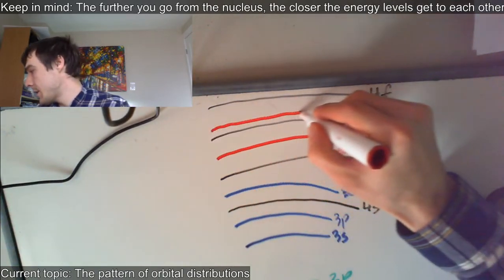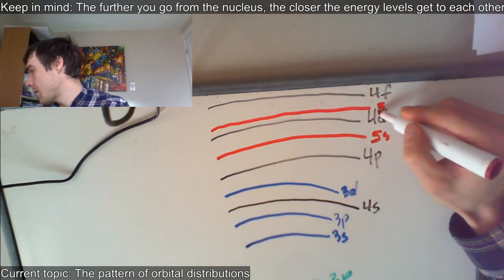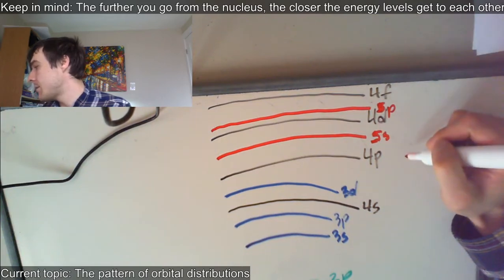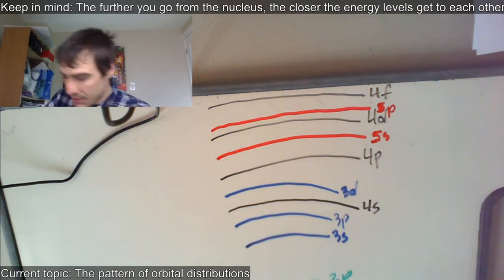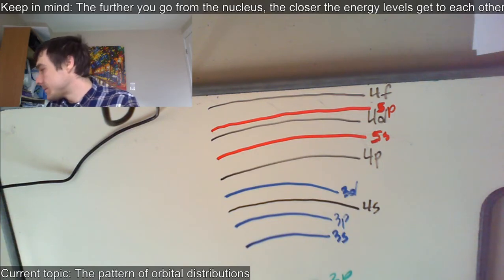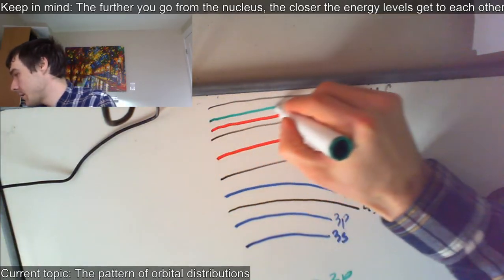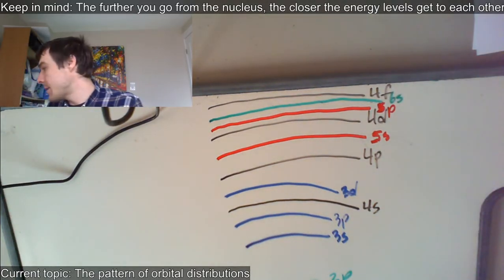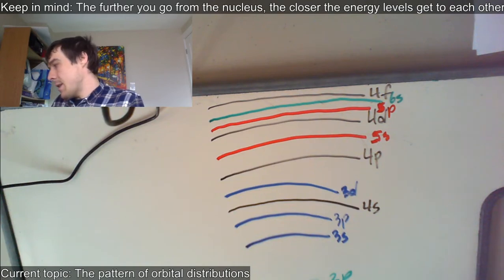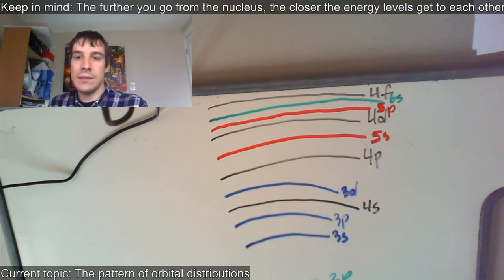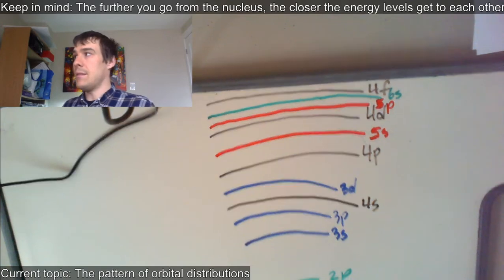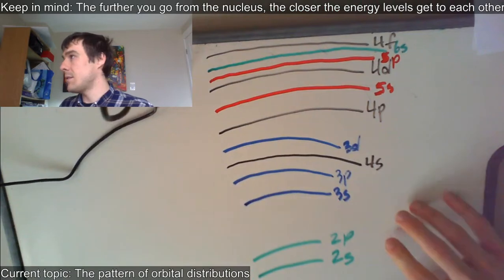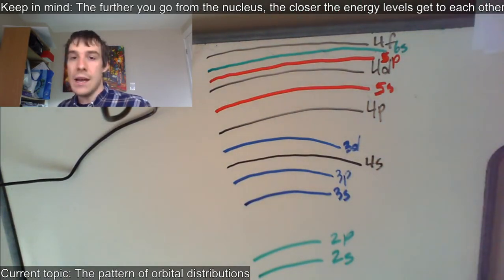And even worse, 5p sneaks between 4d and 4f. And even worse, 6s actually sneaks in ahead of 4f. And so you get this really annoying pattern: it's regular at the start, and then other shells start sneaking in as you go up.